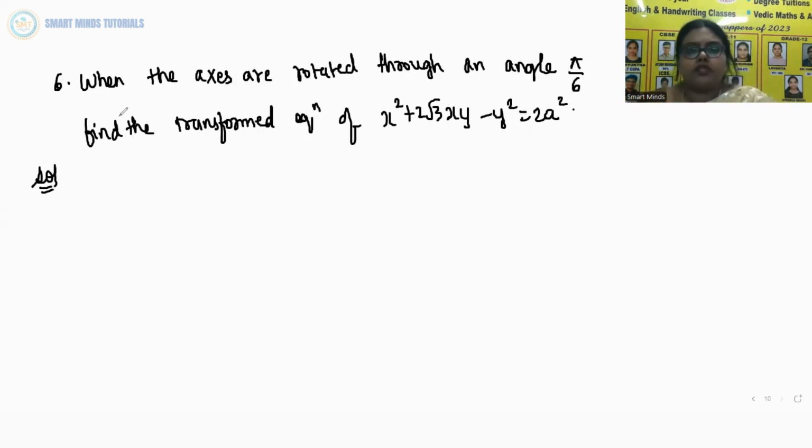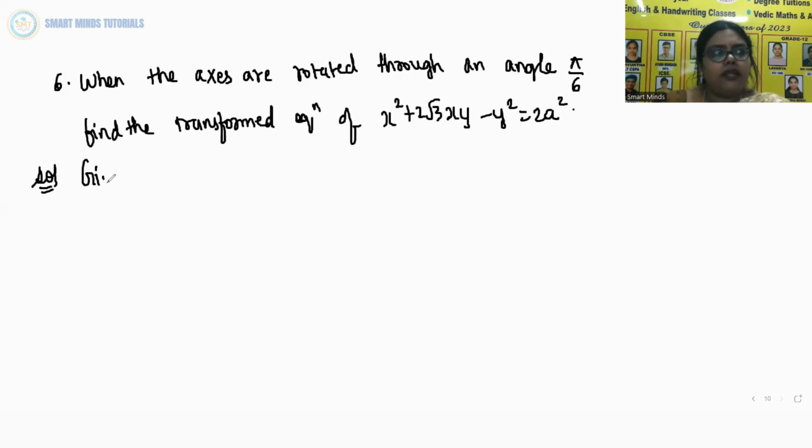Now, take the next question. This is also based on rotation of axis. Whenever you have theta, it means it is based on rotation of axis. So, when the axes are rotated through an angle pi by 6, find the transformed equation of x square plus 2 root 3 xy minus y square is equal to 2a square.